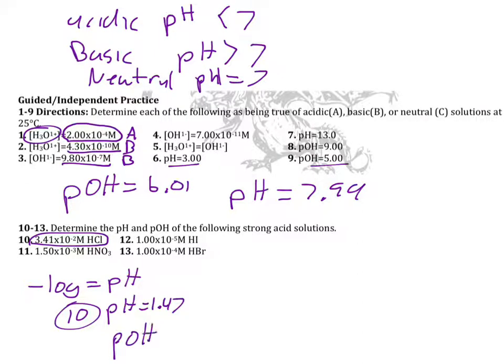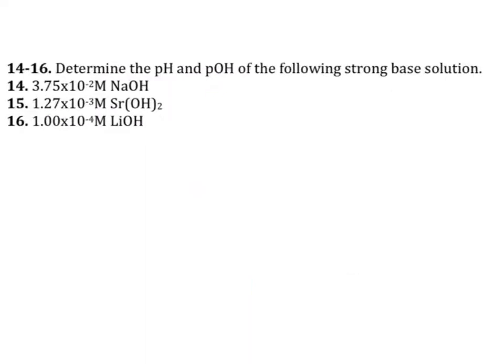And the pOH, well again, pH plus pOH is equal to 14. And so we just need to subtract the 1.47 from 14, and we get a pOH of 12.53. All right, again, these are very, very straightforward problems. If you need help with 11 through 13, just literally watch number 10 again, and then check the answer key on Schoology.